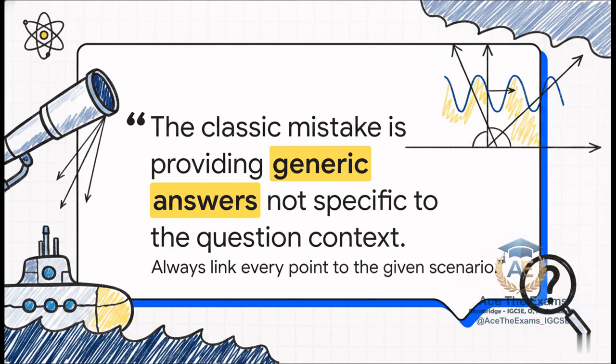Your answer absolutely must reference the periscope. It must reference the specific angles inside that specific submarine setup, not just regurgitate the general laws of reflection. You have to identify similarities and differences strictly within the context provided. That is what evaluative thinking is.